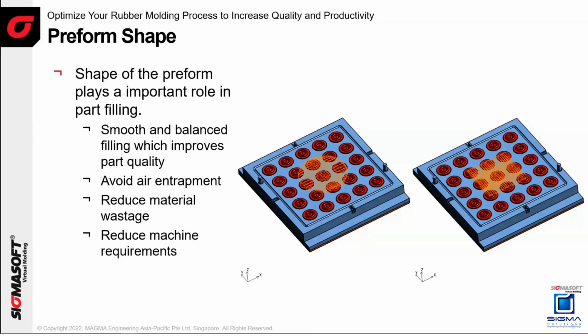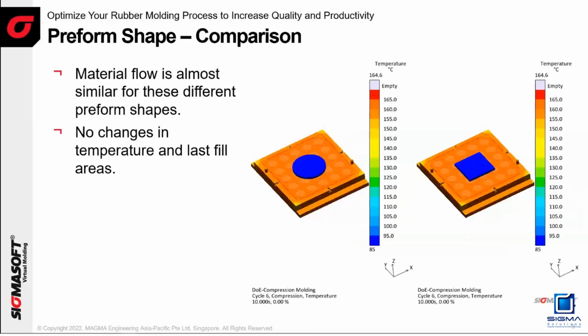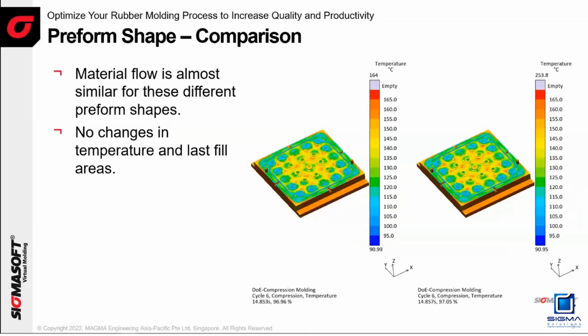So I have two different preform shapes here. One is the circular shape, the other one is the rectangular or square shape. Then we can see what differences these preforms give us in terms of process. But in the result, you can see the material flow is almost the same, even for these two preform shapes. There is no change in terms of temperature, and the last fill area is still the same because it is located at the center with the same volume of material. So the change is not much here.